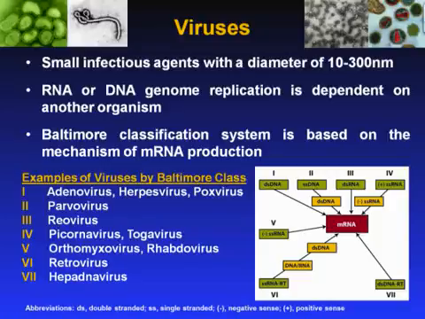This classification places viruses into 7 groups, shown here in the figure on the bottom right. Examples of viruses falling into each class are listed to the left of the figure.